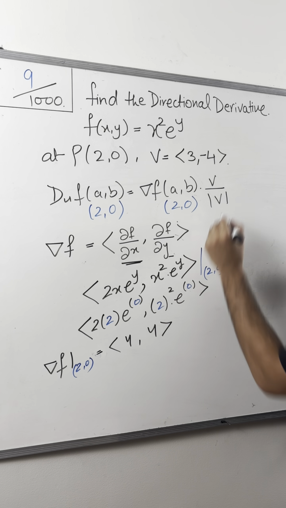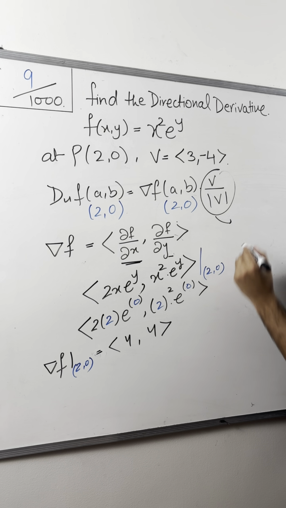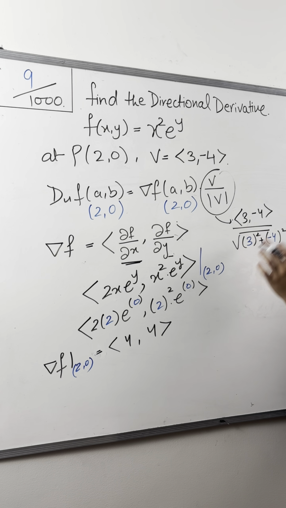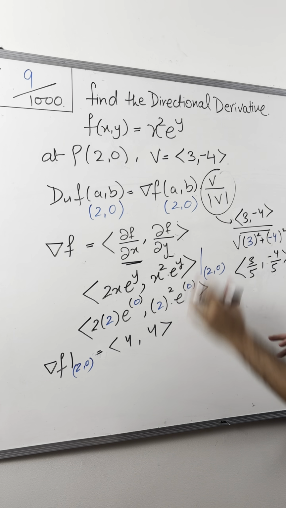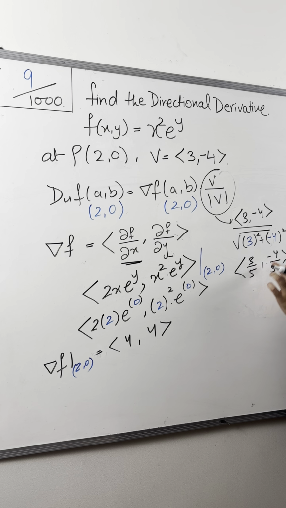To find the unit direction vector, all we do is divide the vector by its magnitude, which gives us (3, -4) divided by the square root of 3 squared plus -4 squared, which is the square root of 9 plus 16, and that is the square root of 25. The square root of 25 is just 5, so our unit direction vector becomes (3/5, -4/5). So now to find the directional derivative, we just need to find the dot product of (4, 4) and (3/5, -4/5).